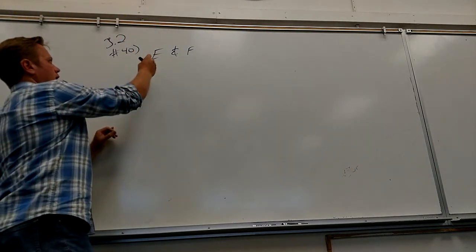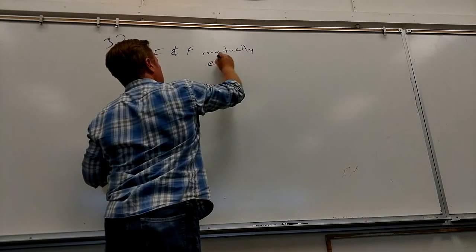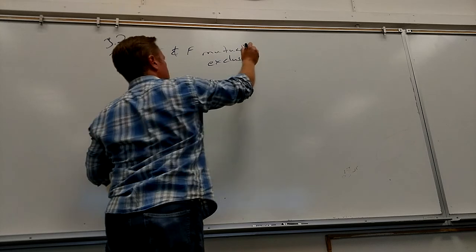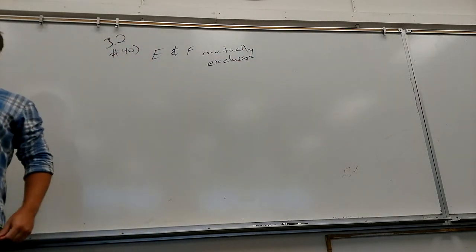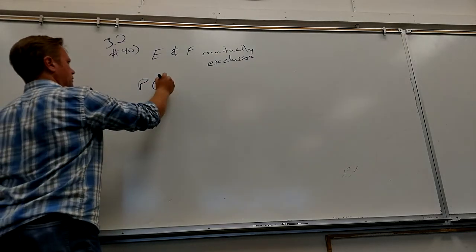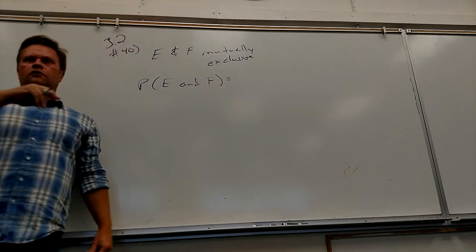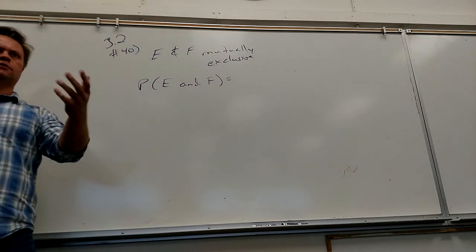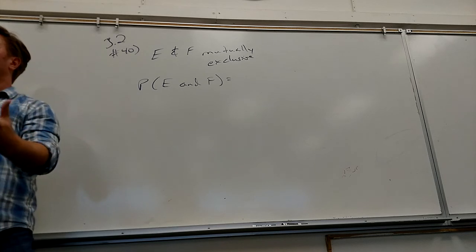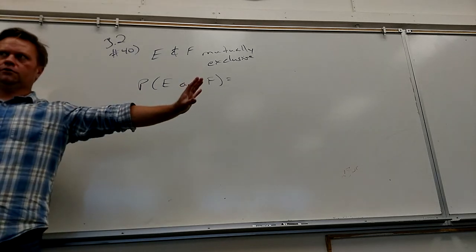I got some. If I tell you that E and F are mutually exclusive, who remembers what that implies, or what that tells me about them? Probability happening 0. Yeah, the probability that they happen together. If they're mutually exclusive, the probability they happen together is 0. That's the whole idea, right? They can't happen together; they mutually exclude each other.